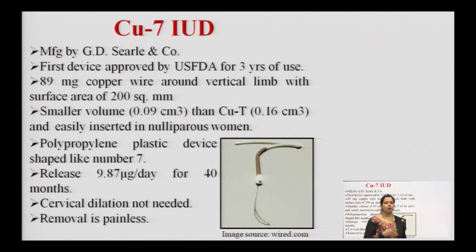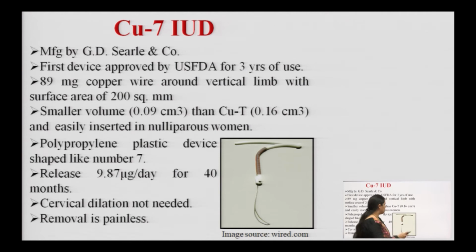So, move on to the next type, the copper 7 IUDs, copper bearing 7 shaped IUDs. It is manufactured by GD Searle and company. It was the first device approved by US FDA for 3 years of use. 89 mg of copper wire around the vertical limb with a surface area of 200 square mm is used to make these types of IUDs.